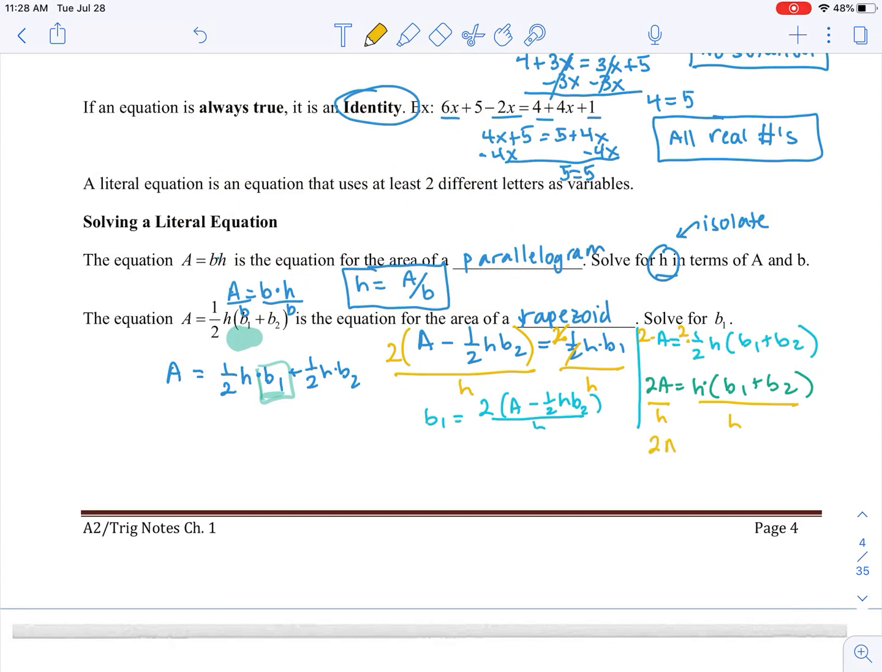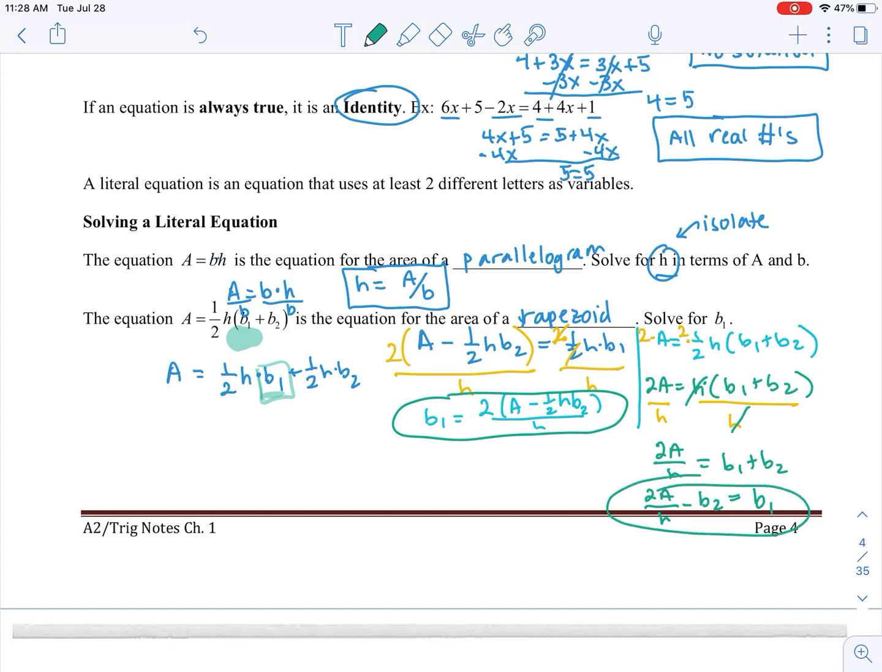And now we have 2A over H is equal to, the H is on the right-hand side, were divided out. So now you just have B1 plus B2, which is nice. And lastly, we want to isolate B1, so we're going to subtract B2 to the other side. This expression is much more simple to work with than the equation that you have over on the left. But both are acceptable. If we were to simplify a little bit further, we would see that they are both equivalent to each other. So whether we have our answer written like this or like this, we've isolated B1.